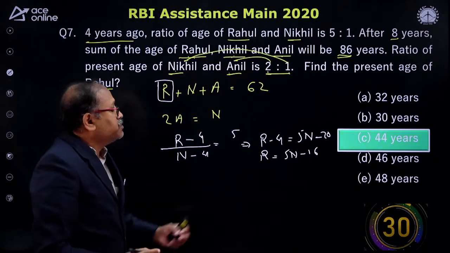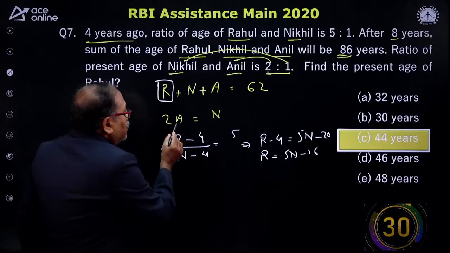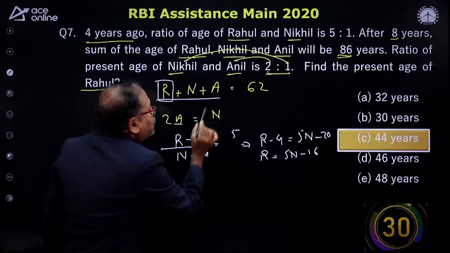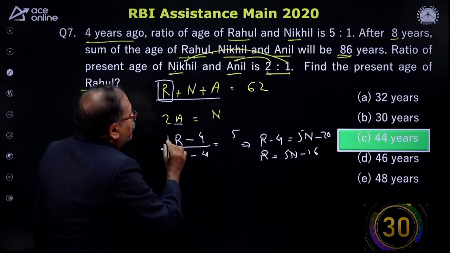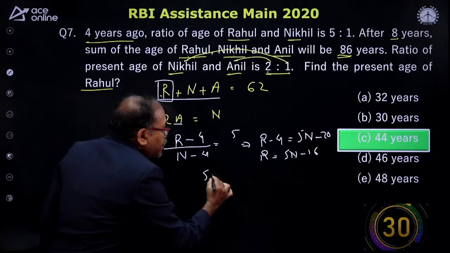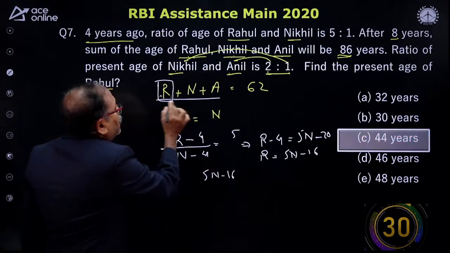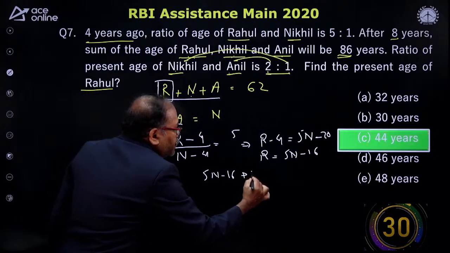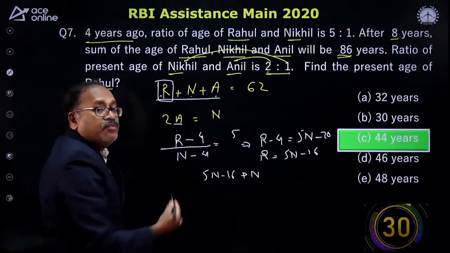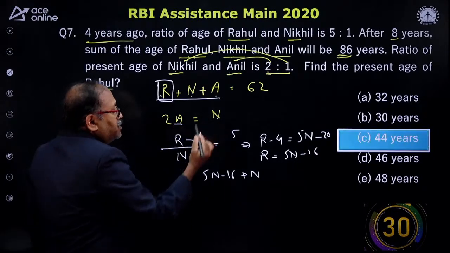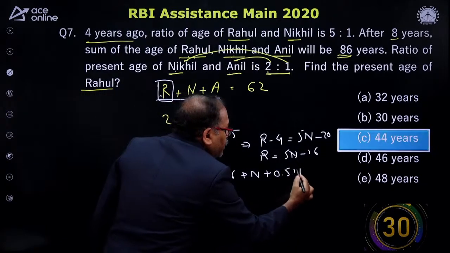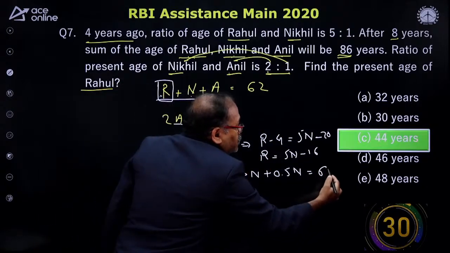So I got Rahul in terms of n, and Anil is also in terms of n. Now I will put this in the equation. Rahul in terms of n is 5n minus 16. Then plus n, which is n itself. And then comes Anil, who is n by 2, that is 0.5n. So plus 0.5n, which is equal to 62.